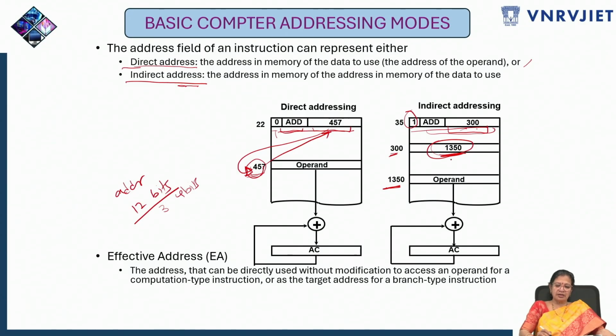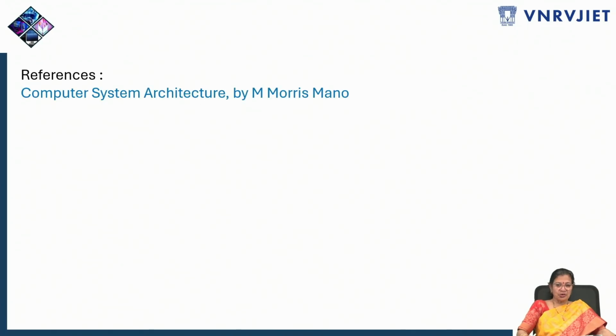In this way we can mention addresses beyond the capacity of the address field. That is the advantage. And the address that can be directly used without modification to access an operand for a computation is said to be the effective address, or if the target address is of branch type, that is also called an effective address.